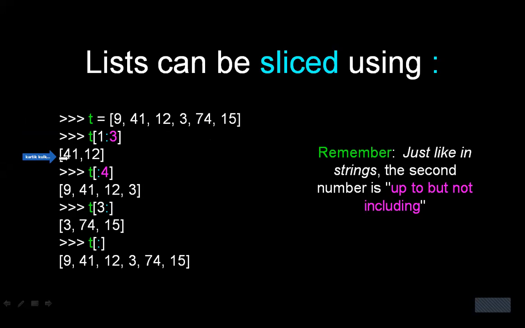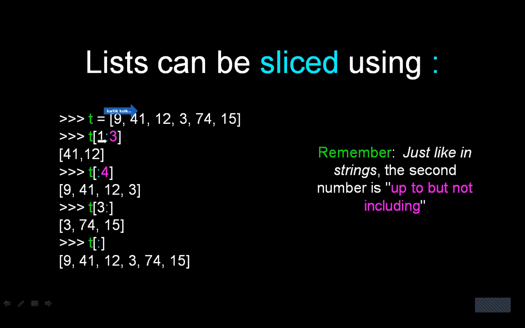Why is 41 comma 12 displayed as the output? Because I have specified the index number 1. Obviously, you know that the index number starts with 0, so 9 has index number 0, and 41 has index number 1.